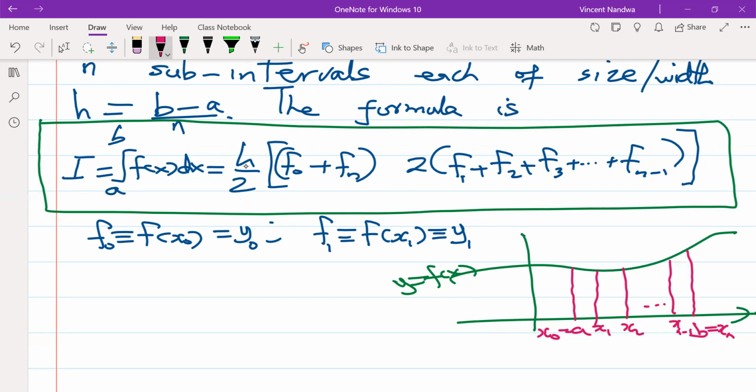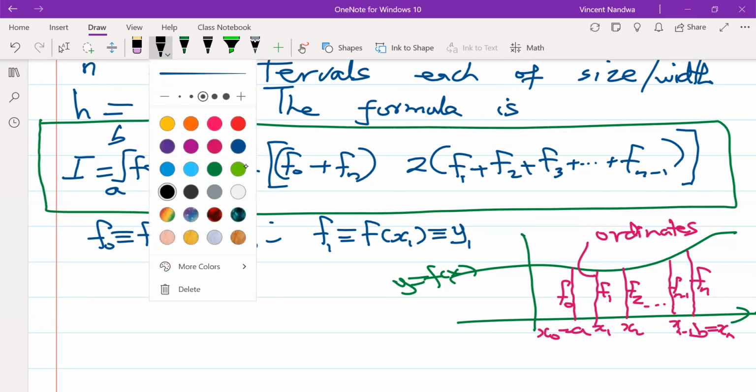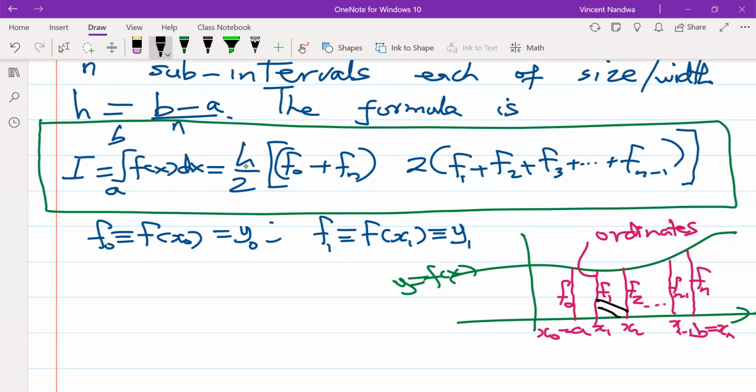So this height is what I'm calling f naught. This height is what I'm calling f1. This height is what I'm calling f2. This is fn minus 1. This is fn. So the fi values are what we call ordinates. And two ordinates form a strip. So this is a strip. A strip is formed by two ordinates.